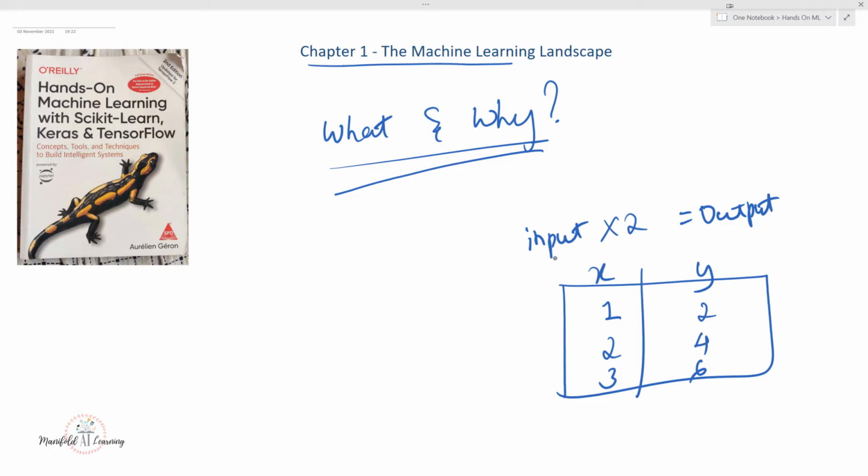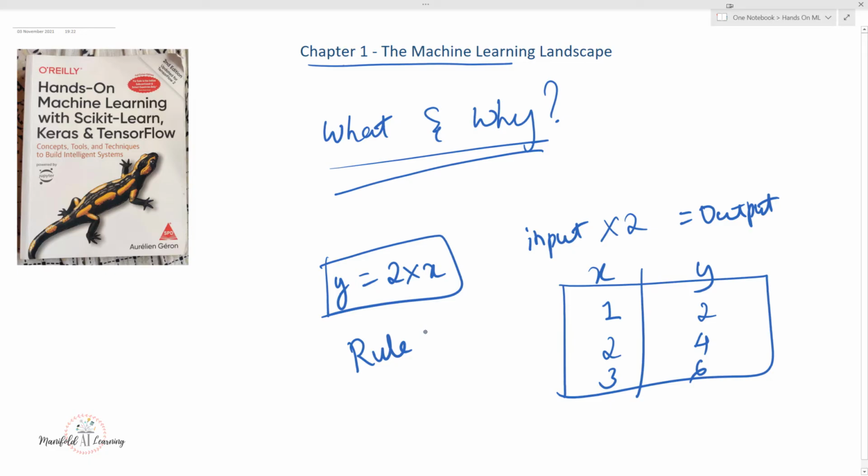I'll say, get the input from the user. Once you get the input from the user, just multiply it by 2 and give me the output. Now, if I want to represent that relationship with the help of an equation, which is easier for us to understand, I'm going to say it as y is equal to 2 into x. So this y is equal to 2 into x is the rule that I have given to my computer. This is the rule which gives the instruction as to how it should process the information. So it should multiply it by 2. So this is traditional programming.